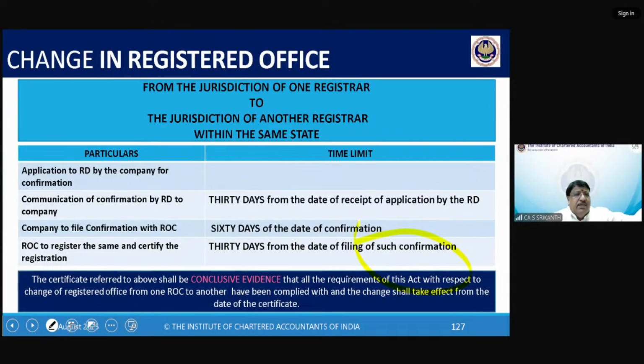Thereafter, within 60 days, you file it with the registrar. 60 days of the date of confirmation, right? And then the ROC will register the same and certify the registration. That's it. The certificate referred to above will be conclusive evidence that all requirements have been complied with.